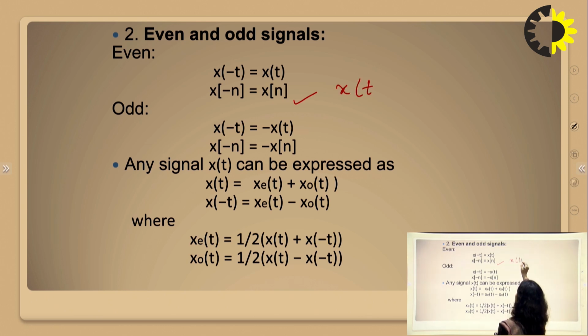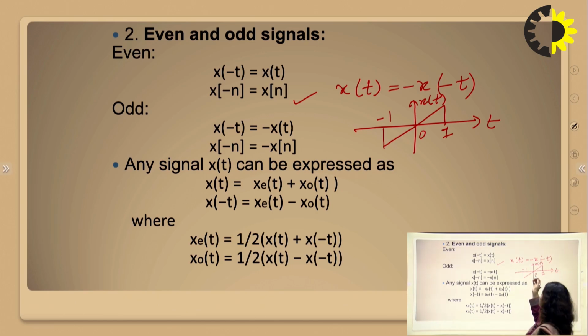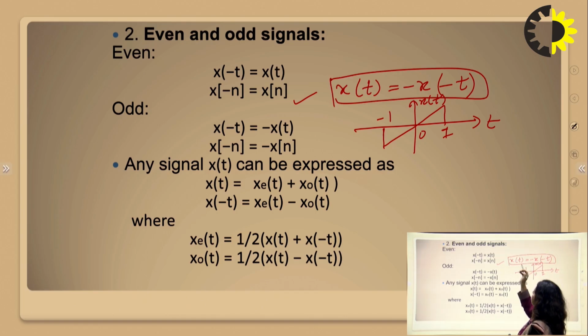In an odd signal, you can also write it like this: x of t is equivalent to minus x of minus t. So these signals, for example, this x(t) versus t, these types of signals are called odd signals, because if you take the reflection around the y-axis, then take the reflection around the x-axis, you will get the same signal, which is the original signal. So these are odd signals.